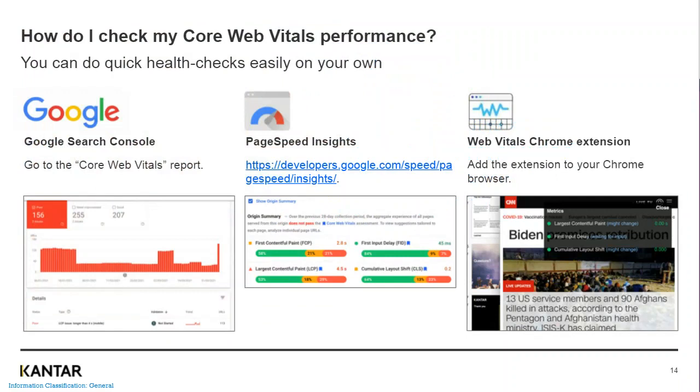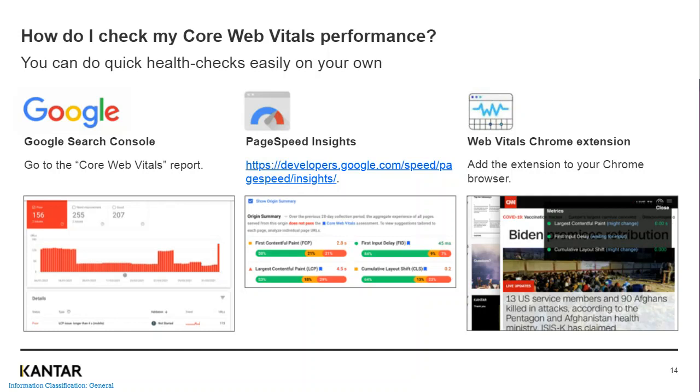So, how do you check the performance of a site? Well, there are lots of tools you can use, but the easiest for the non-technical are Google Search Console, PageSpeed Insights, and the Web Vitals extension. If you've got access to a Google Search Console account, just go to the Core Web Vitals report to find which URLs on your site fall into the categories good, needs improvement, or poor.